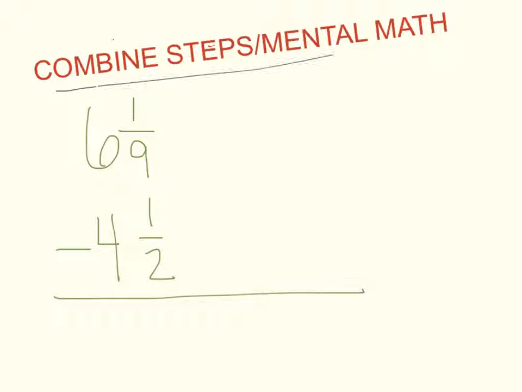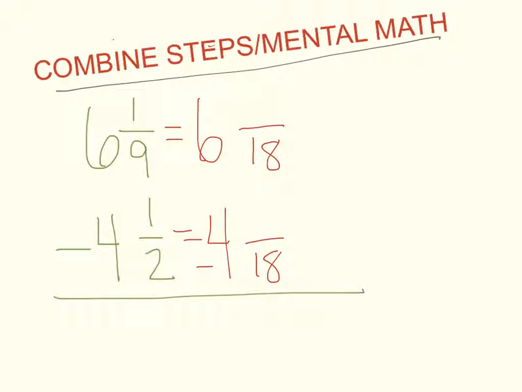Right here, we're going to combine some steps with mental math. So, again, this time I have 6 and 1/9 minus 4 and 1/2. I bring over the whole numbers. My least common denominator is going to be 18. 1/9 equals 2 eighteenths. 1/2 equals 9 eighteenths.